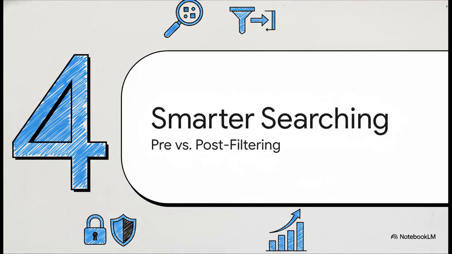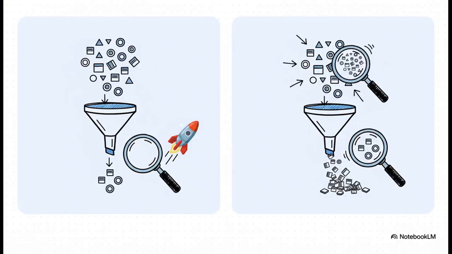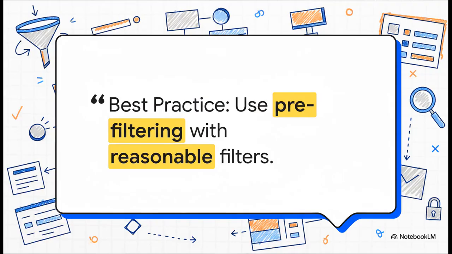All right, so this next point is absolutely crucial. It's not just about what you filter, but when you do the filtering. And this brings us to a key strategic choice you have to make. So you have two main options. You can pre-filter, which means you narrow down the search space before the vector search even happens, or you can post-filter, which means you search everything first and then filter the results you get back. Now look, while post-filtering might sometimes find you a few more results, pre-filtering is almost always the way to go. And why is that? Because it is just dramatically faster and way more efficient.